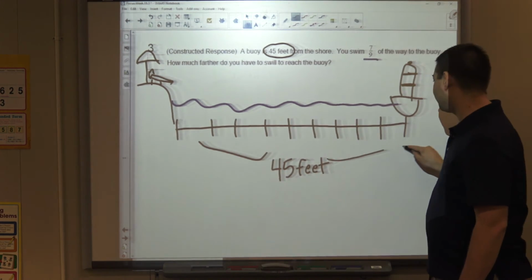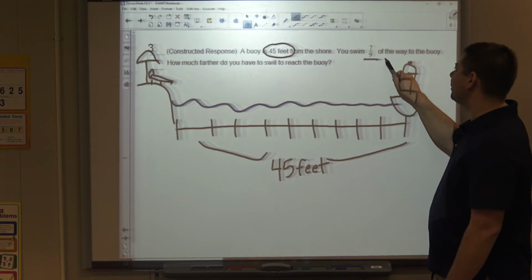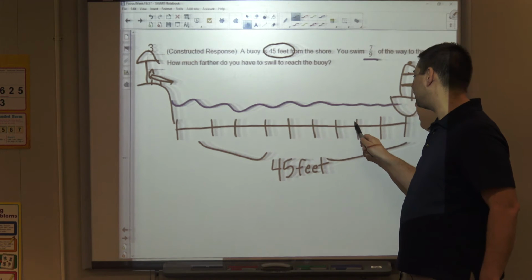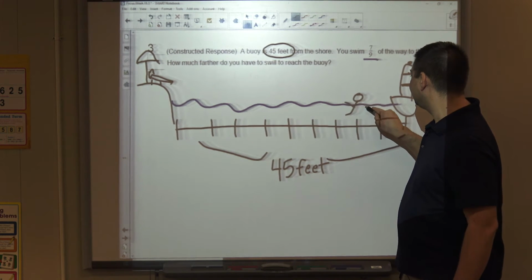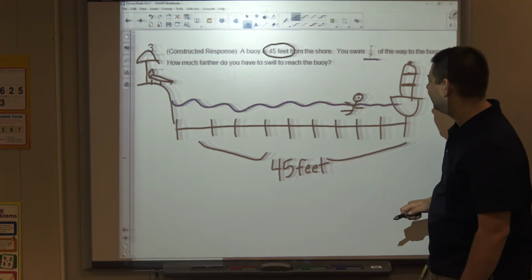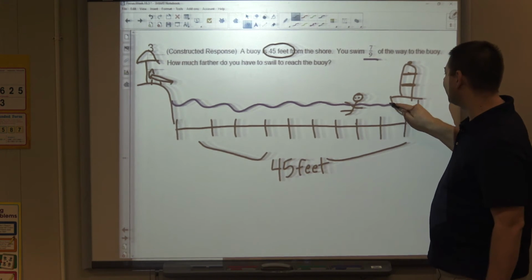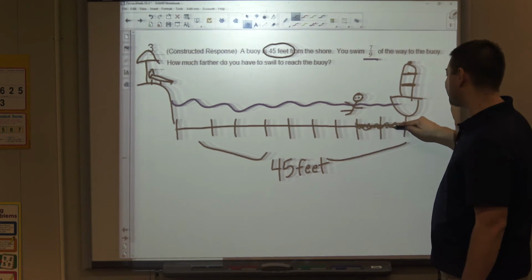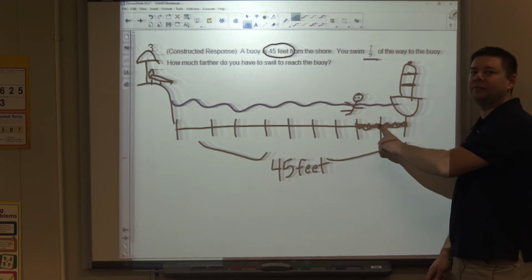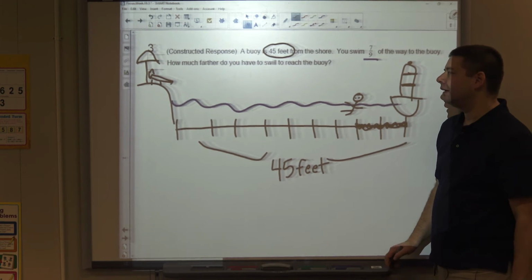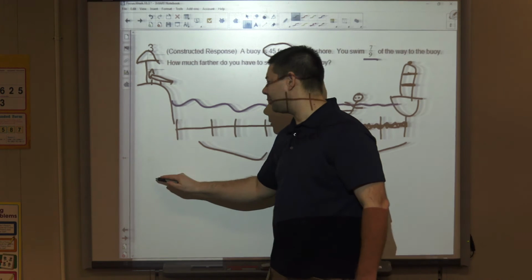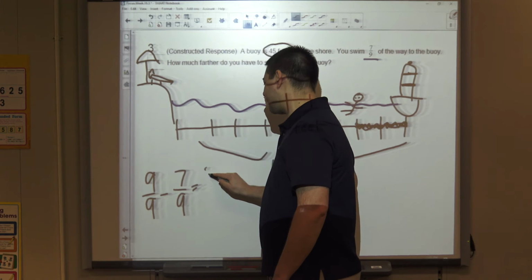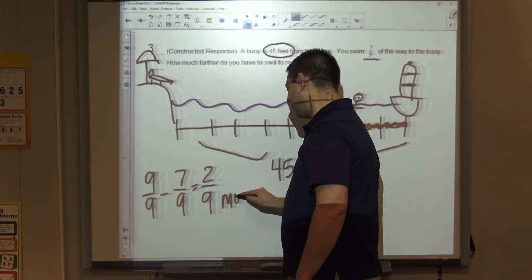Okay, so knowing that this whole thing is 45 feet, right now I am 7/9 of the way there. I'm going to draw myself swimming here. That's 1, 2, 3, 4, 5, 6, 7. So I'm right here swimming in the water. I need to go from here all the way over here. I want to figure out what is the distance here. So clearly with my drawing, it's easy to see that it's 2/9 more to go. Or if I know it's 7/9, I could simply take 9/9, subtract 7/9, and I'd figure out that I have 2/9 more to go.